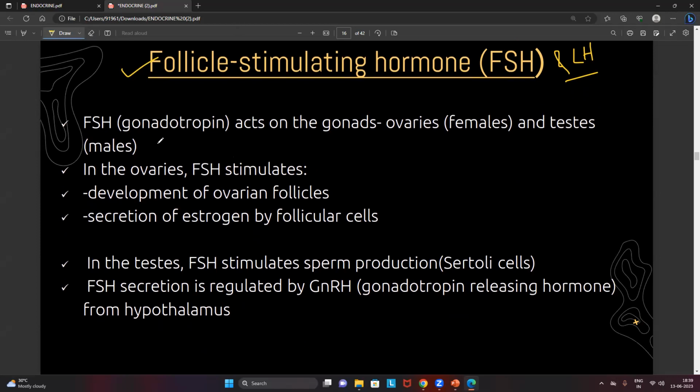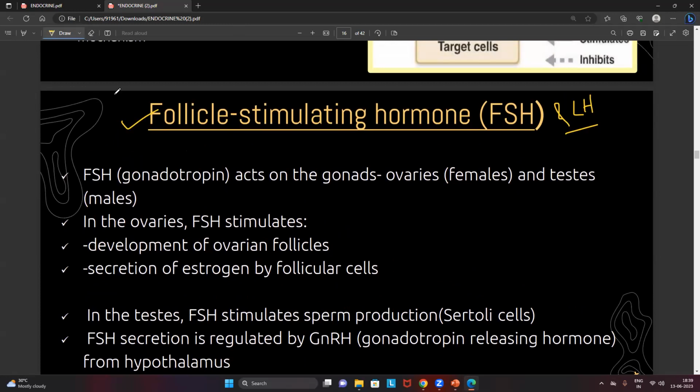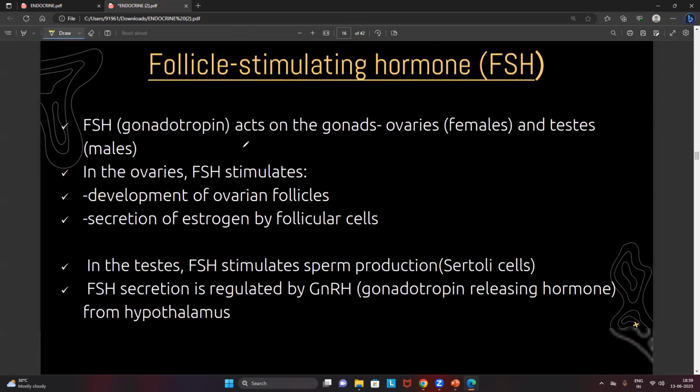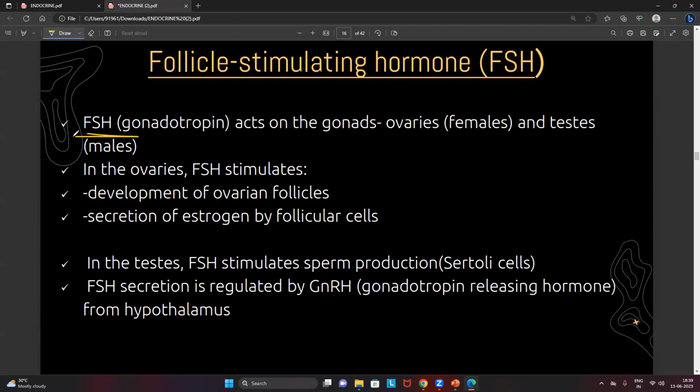90% of the cases, friends, you are going to get the question from the matching. So that's why I'm requesting all of you to remember the matching part very clearly. Okay, FSH acts on the ovaries and testes.